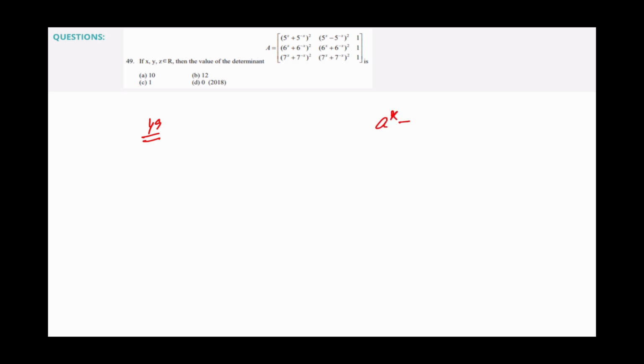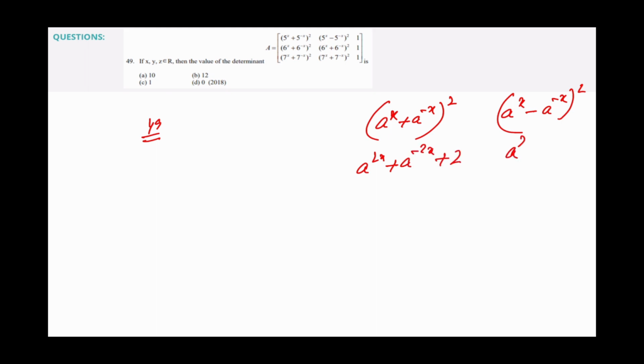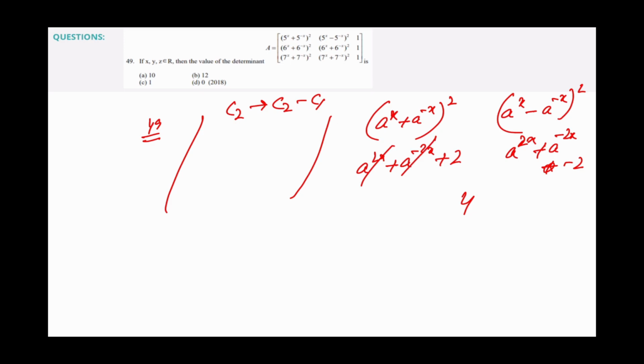So first you should know, if you have a power x plus a power minus x and you square it, what you get? And a power x minus a power minus x, if you square it, what do you get? Basically you will get a power 2x plus a power minus 2x plus 2, and here you will get a power 2x plus a power minus 2x minus 2, correct? Now if you subtract these two, if I do column 2 equal to column 2 minus column 1, what will I get? 4. This and this will be subtracted, cancelled. So 4, 4, 4 here, 1, 1, 1. If I take 4 common, what will be the value? 0. That's it.